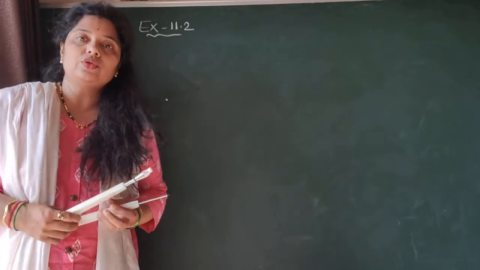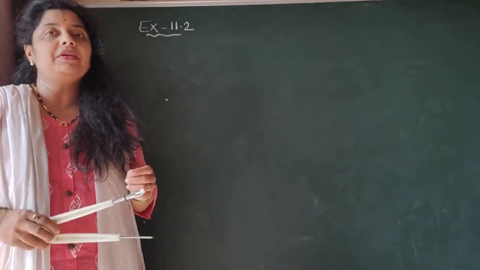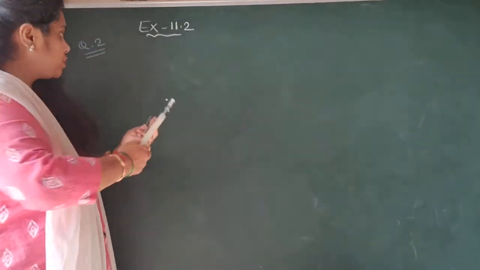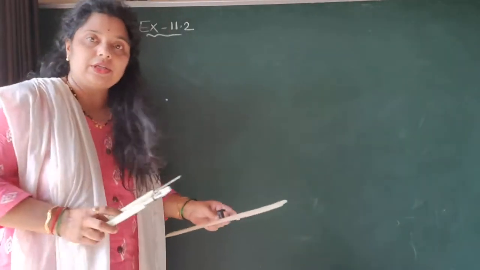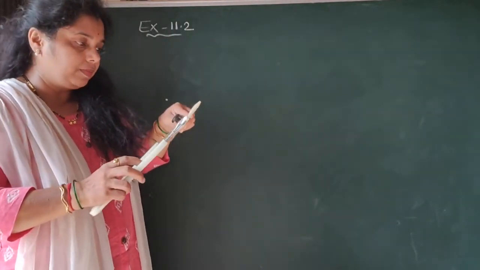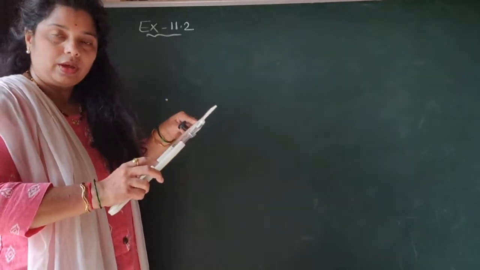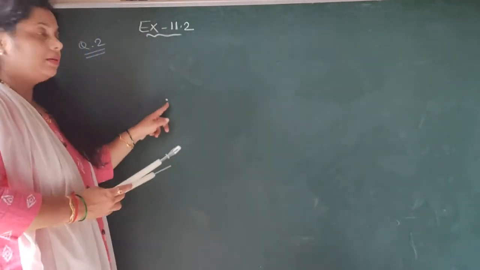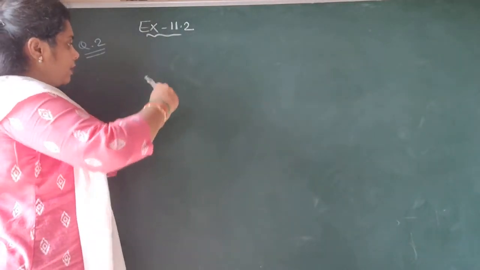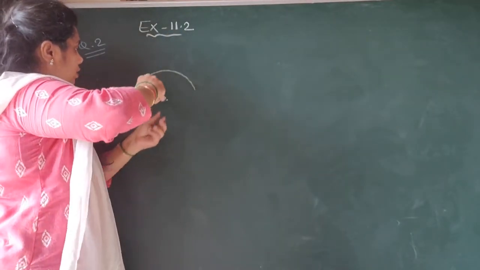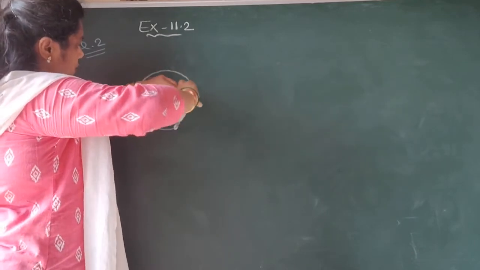Here they ask to draw concentric circles having radius 4 and 6. So first of all, we have to take a radius of 4 centimeter by using the compass like this. Then from any center you can draw a circle of 4 centimeter.